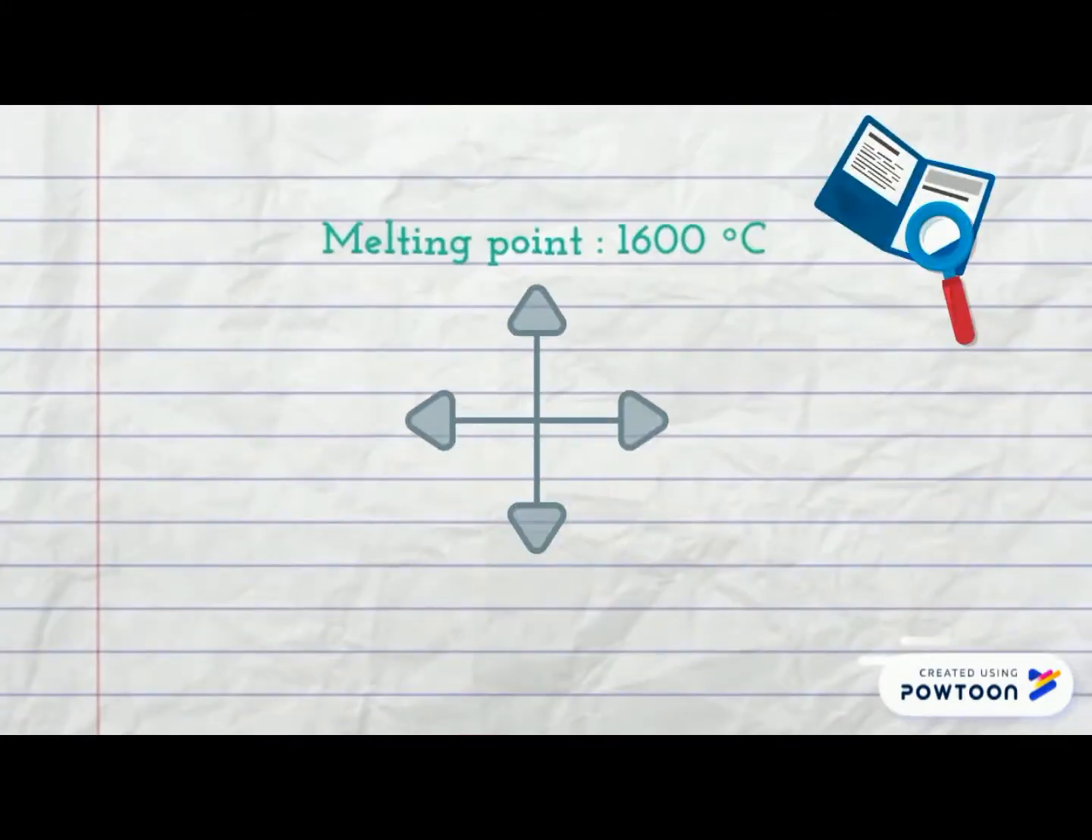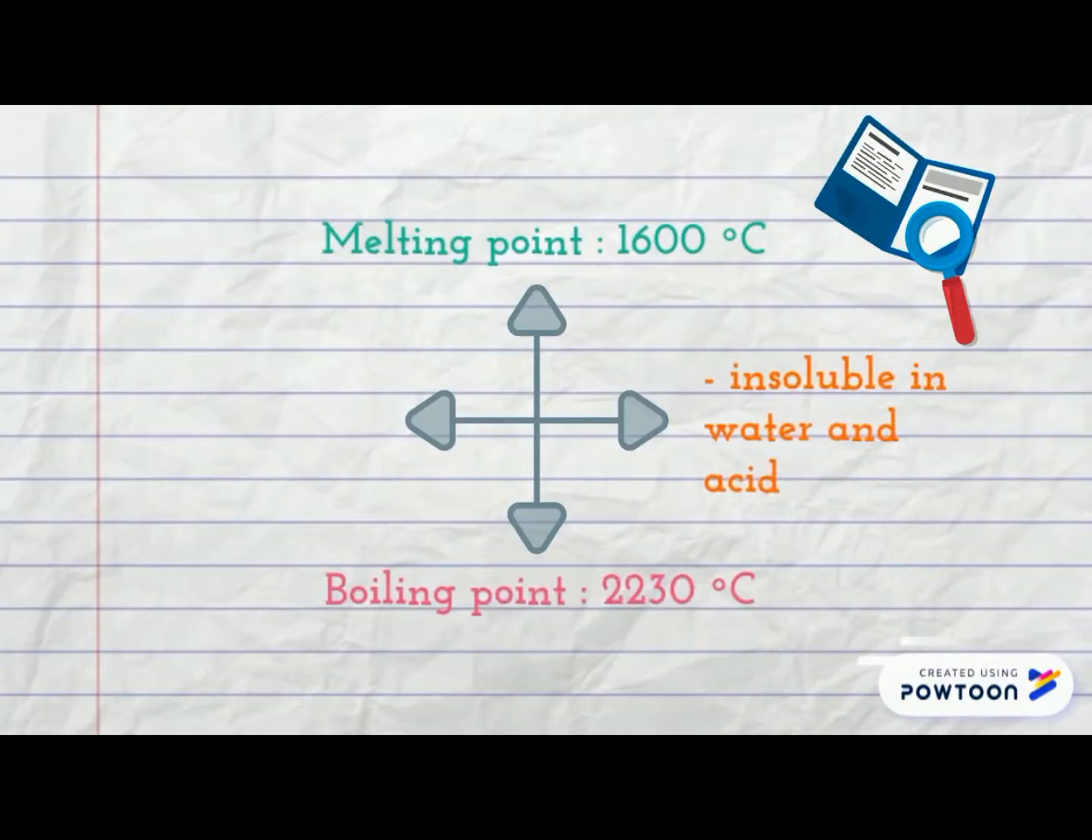The melting point is 1600 degrees Celsius. The boiling point is 2230 degrees Celsius. SiO2 is insoluble in water and acid, but it is soluble in hydrofluoric acid.